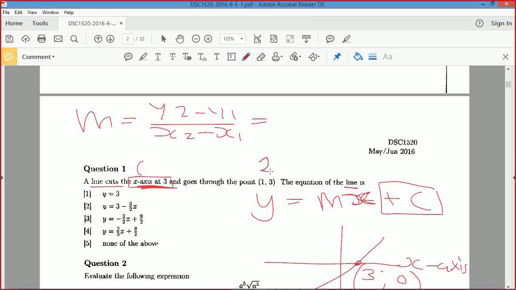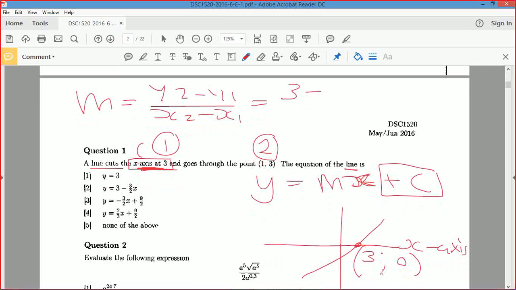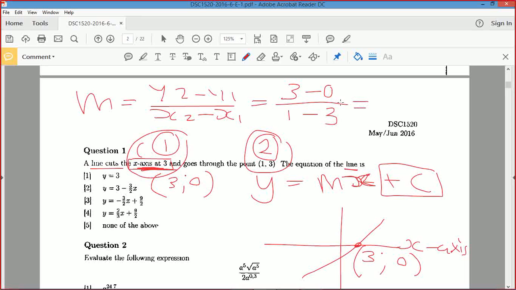Yes. I'm going to take this as my point 2. I'm going to take this as my point 1. So, if I have point 2 as being y2, which is 3, I'm going to subtract y1, which in this case was 0, because the other point we said was 3 and 0. So 3 minus 0 over 1 minus, is it also 1 minus 0? 3. Oh, 3. Okay, because it's the x2 minus the x1. If this is point 2 and that is point 1, then you'll have 1 minus 3. Right, so I need to work that out.